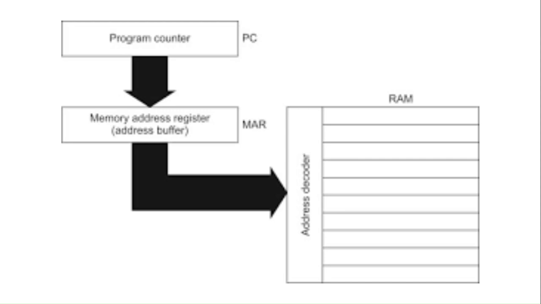The purpose of a MAR is to communicate with the memory unit and let it know which location in the memory needs to be accessed. The MAR works in conjunction with the memory data register, MDR, which we'll look at later, which holds the actual data that is being retrieved from or written to the memory.